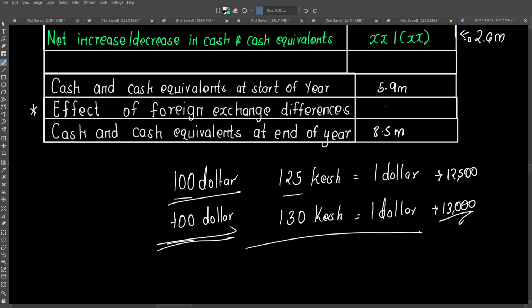So you will have an amount here as well, depending on whether there was an increase in change or not. So you could have a positive or a negative, depending on whether the currency has gone up or down. So there is this, but basically the difference between these two should be equal to this 2.6 million. So if I take the cash and cash equivalents at the end of the year less those at the beginning of the year, that should be the net increase or decrease in cash and cash equivalents.